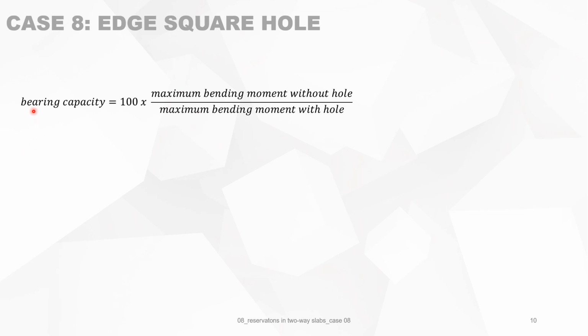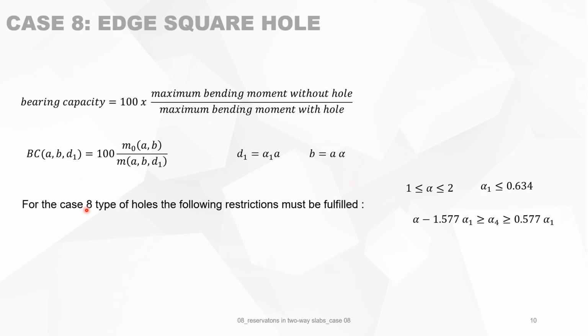Then we look at the definition of the bearing capacity, which is of course the maximum bending moment without the hole divided by the maximum bending moment with the hole. Or it is equal to 100 times the maximum load with the hole divided by the maximum load without the hole. So the bearing capacity is a function of A, B, and D1.